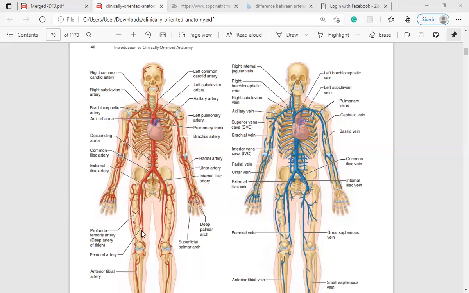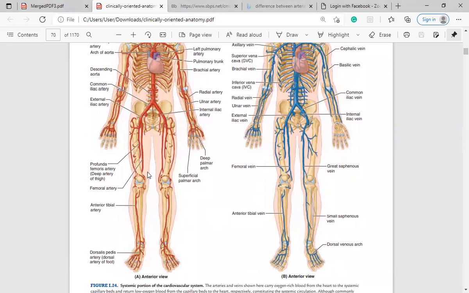Now, this femoral artery continues downward. So this femoral artery comes downward, and then below your knee joint, you have what is called the popliteal fossa, just the way you had the cubital fossa in front of your elbow joint. Here you have your knee joint, and behind it you have the popliteal fossa. So this femoral artery will give off what we call the popliteal artery, but it was not labeled in this diagram.